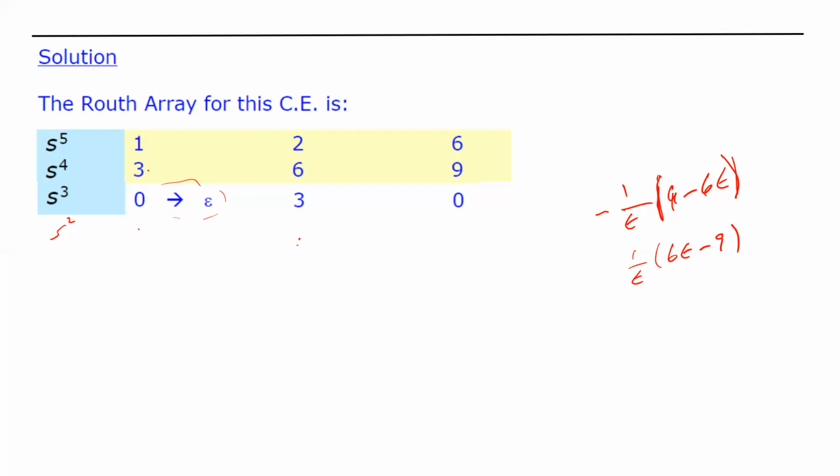This element will be 3 times 0, minus 9 by epsilon, divided by epsilon. That will give you 9. So this is basically what we have.